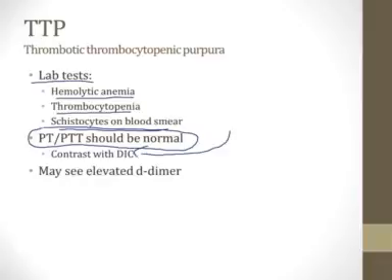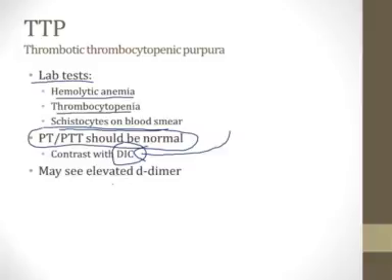TTP and DIC. In disseminated intravascular coagulation, which we'll talk about in a minute, there are also thrombi formed throughout the body, but in DIC those thrombi consume the coagulation factors and prolong the PT and PTT. The thrombi that form in TTP are primarily made up of platelets, and therefore they do not consume clotting factors, and the PT and PTT usually remain normal.